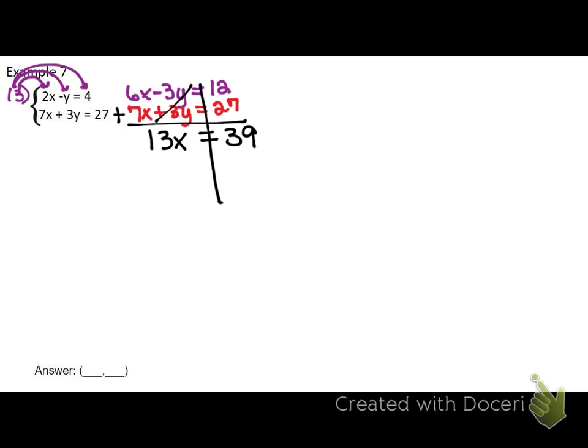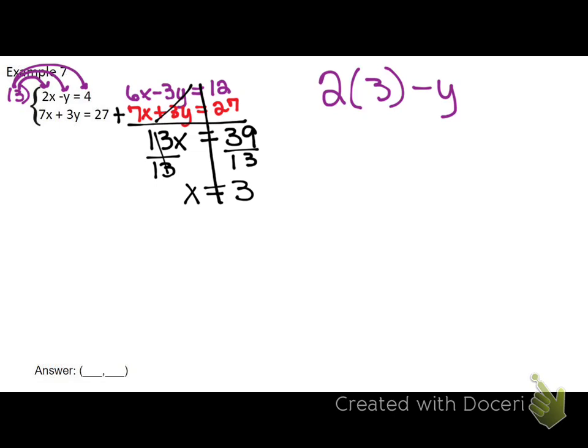To get the x by itself, I'm going to divide each side by 13. Then x is going to equal 3. So then I go back and I substitute to find what the value of y is going to be. So I have 2x, oh, there's my x, so I'm going to substitute a 3, minus y equals 4. Now again, it does not matter if you substitute for your top equation or your bottom equation.